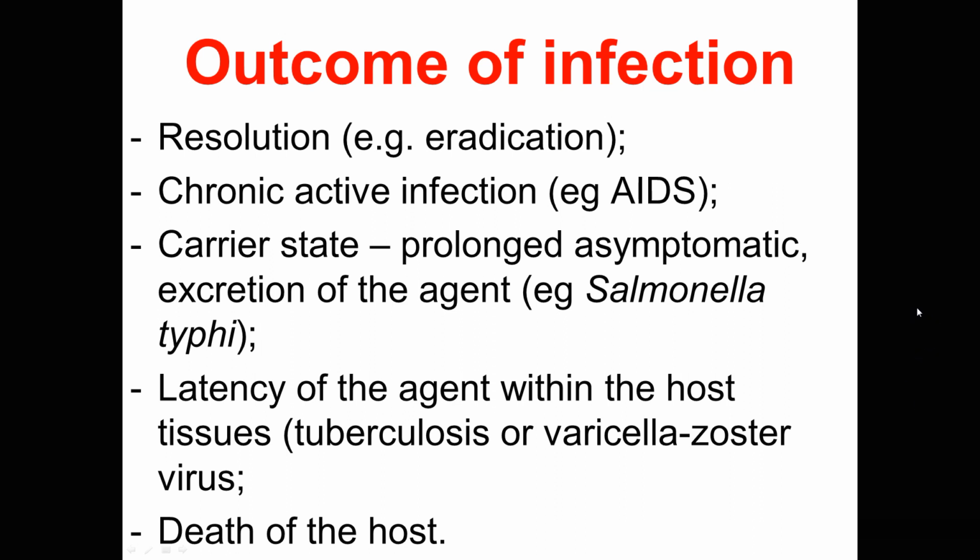Let's now consider the possible outcome of an infection. For example, resolution may occur by eradication, destruction, and elimination of the infectious agents, or a chronic active infection may develop. For example, in acquired immune deficiency syndrome, there is a chronic active infection and a chronic disorder for years. The next opportunity is a carrier state. This is the case with a prolonged asymptomatic excretion of the agent. The most common example is Salmonella. Latency of the agent within the host may be observed. Typically, this is found in tuberculosis cases or varicella zoster virus infections. And finally, the outcome may result in the death of the host.